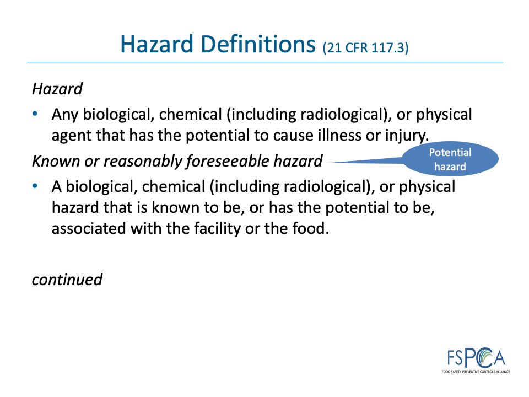Let's take a look at some very important definitions. Hazard: any biological, chemical, including radiological, or physical agent that has the potential to cause illness or injury. Known or reasonably foreseeable hazard: a biological, chemical, including radiological, or physical hazard that is known to be, or has the potential to be, associated with the facility or the food.